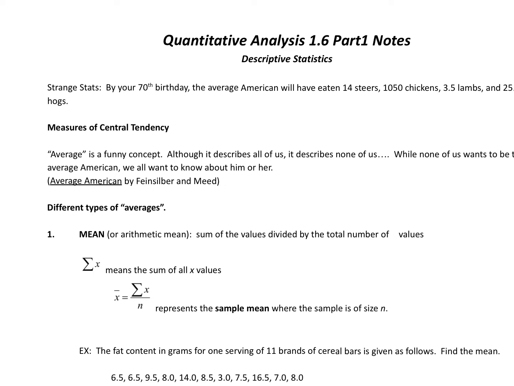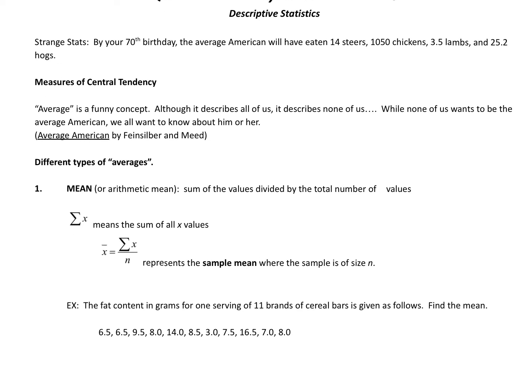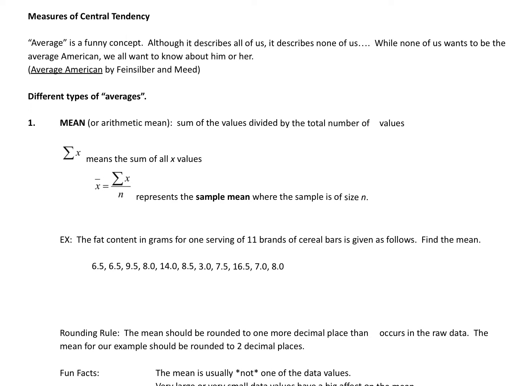Now these are all things that you probably have seen before. The most common thing is what we call the average, or the mean, pardon me. The mean is the traditional average, where you add up all the numbers and you divide by how many you have. The symbol for mean is typically x with a line over it. We call it x bar. This represents what we call the sample mean, the mean of the sample.